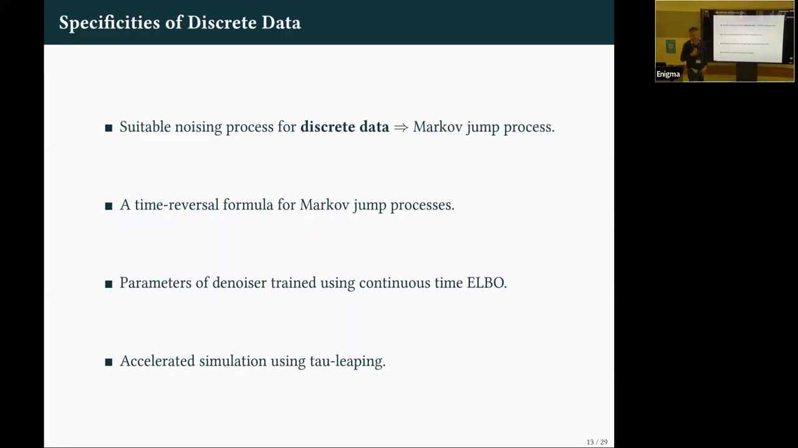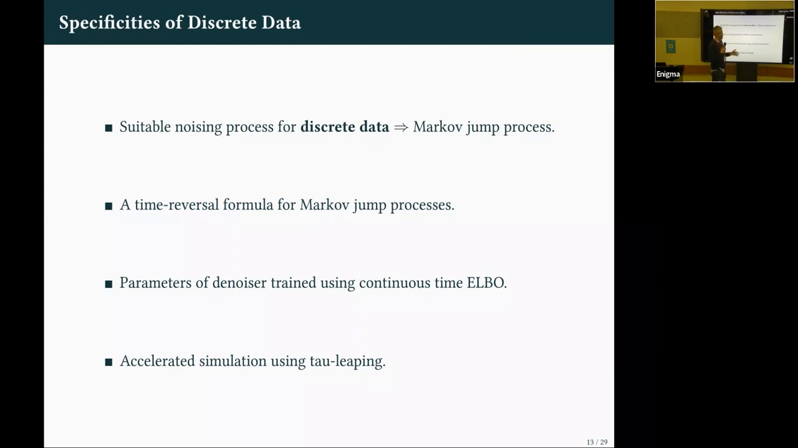Okay, that's what we did. You can do time reversal for Markov jump process. So you can play the same game. In this case it's not the score that appears, so you have to learn some kind of ratio. You can do it as well by minimizing some kind of Kullback-Leibler discrepancy, which is equivalent to maximizing a continuous time evidence lower bound.